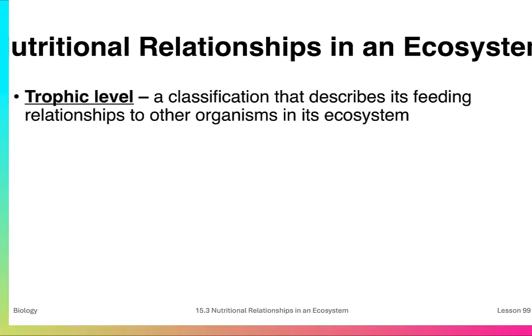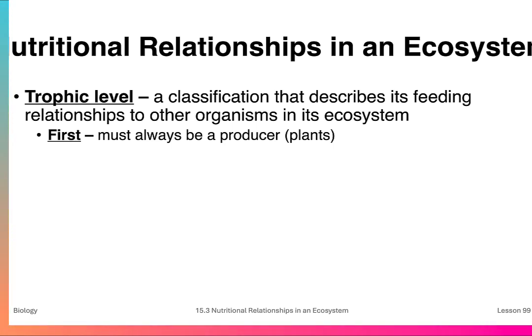Now, when we think about nutritional relationships, we have to think about the fact that there are levels in the ecosystem to classify these eating relationships. One way to classify eating relationships is by trophic level. Trophic level is a classification that describes a feeding relationship between organisms. So, for example, the first level must always be a producer of some sort. And it usually, if not always, is a plant or a plant-like organism.